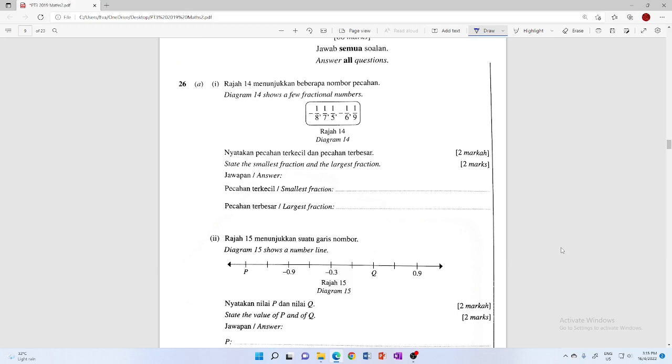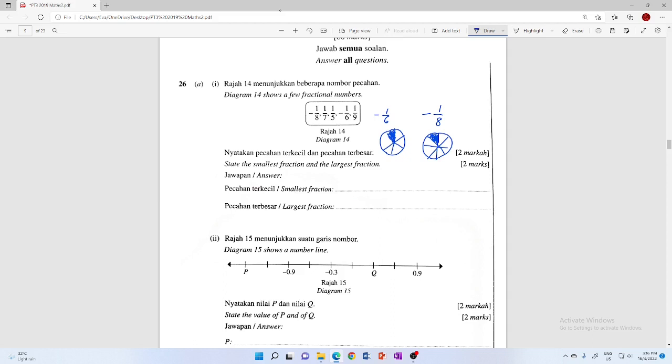Question 26a. Need to find out the smallest and the largest fraction. For the smallest fraction, we look at the negative numbers. So we have negative 1 over 6 and negative 1 over 8. For 1 over 6 and 1 over 8, you need to look at which has a larger piece. Of course 1 over 6 has a larger piece.